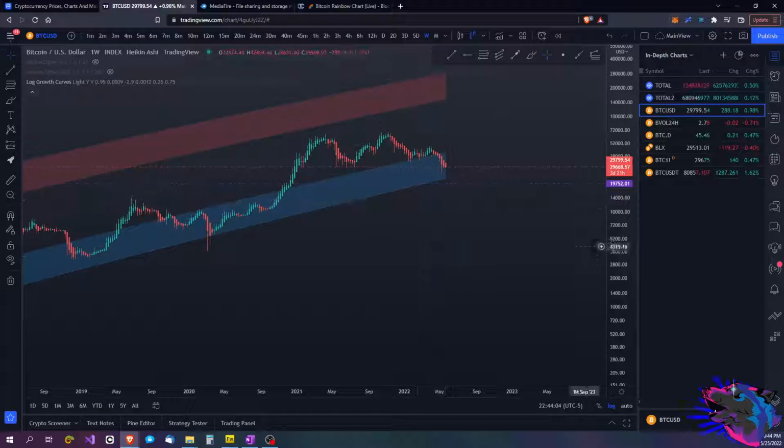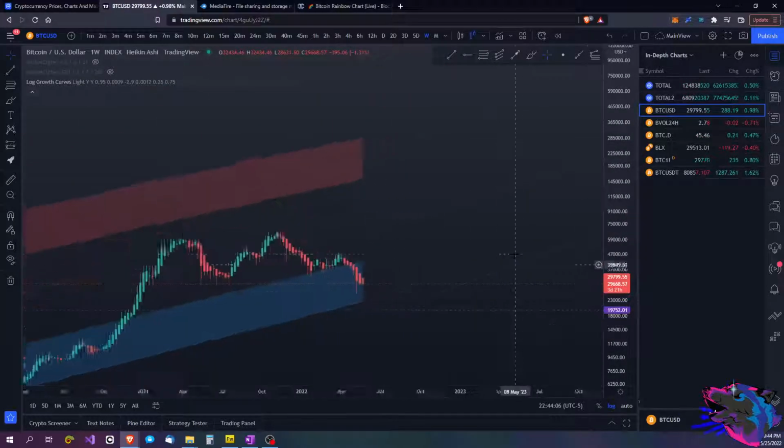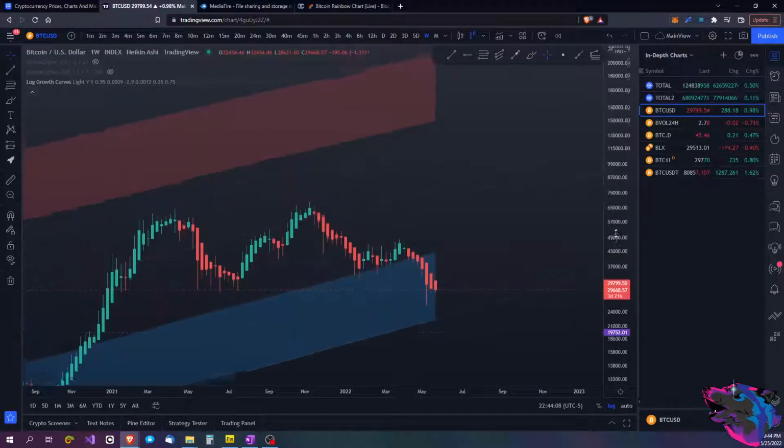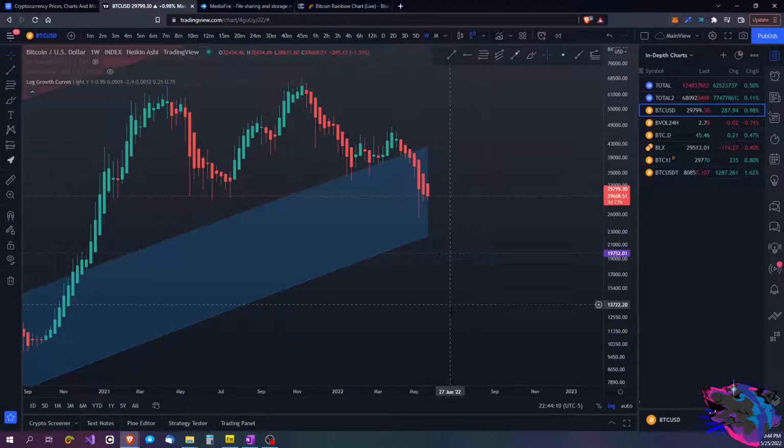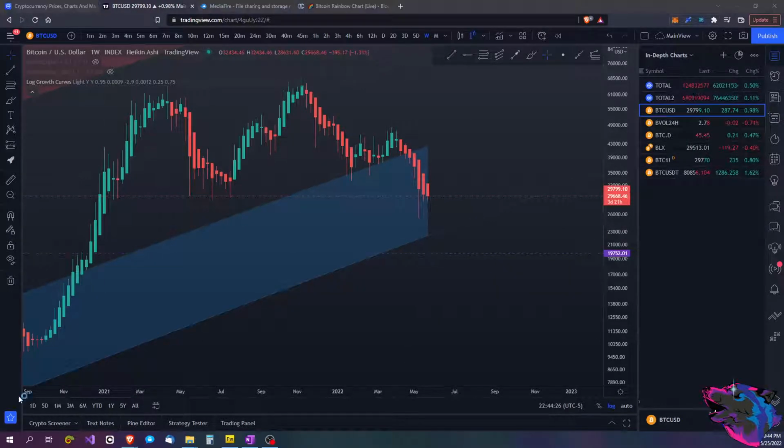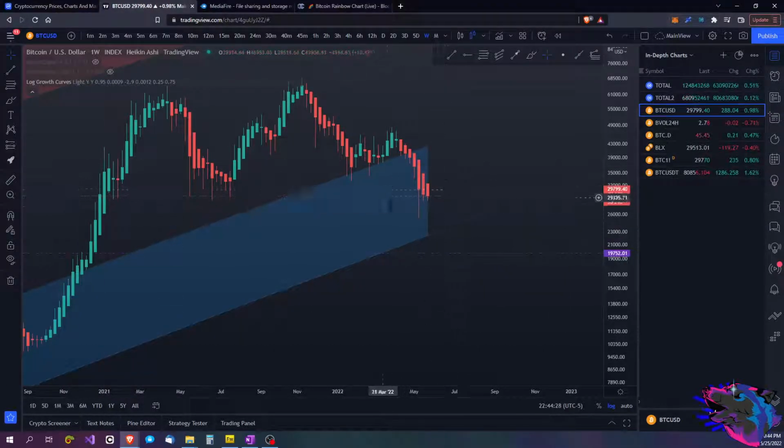And looking at this one, you can kind of see where we're at the moment. Try to make it bigger for everybody watching on the phone. You can see we're right about in the middle of the fair value price band down here. So if nothing else, it's a good sign for people who like to DCA, dollar cost averaging your buy-ins. It's at a decent little spot right here.